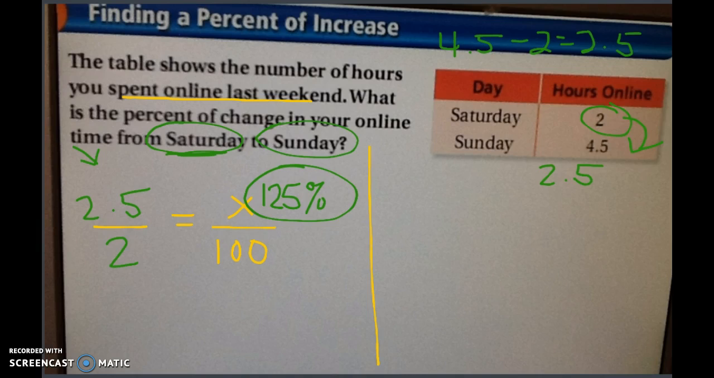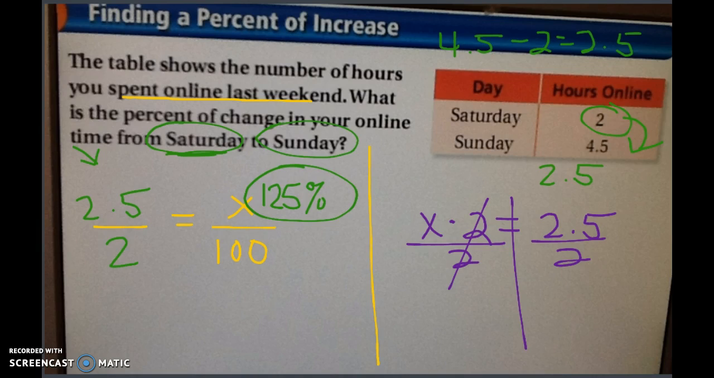Now, if I do it the other way, I can do my percent, which I don't know, times my original, gives me my part. Well, what did it change by? Changed by 2.5. Okay, so same thing. I'm going to divide by 2 on both sides. So if I do 2.5 divided by 2, I get 1.25. I have to change that to a percent. So it'd be 125%.